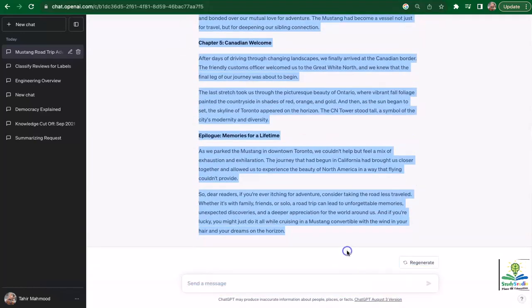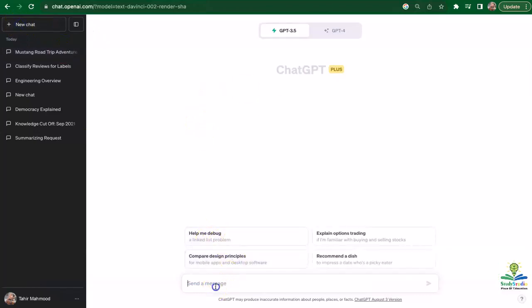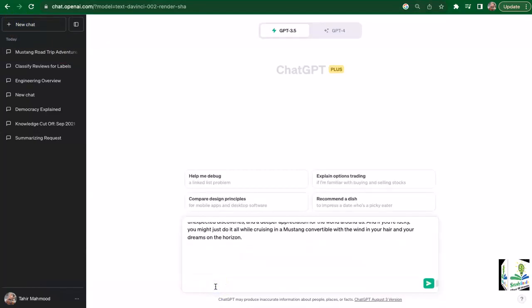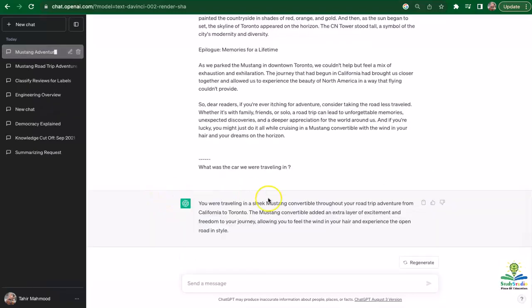So now I'm going to copy this prompt and I'm going to paste it in a new chat. And I will follow up with a question. What was the car we were traveling in? And let's see what it says. You were traveling in a sleek Mustang convertible throughout your road trip adventure from California to Toronto. The Mustang convertible added an extra layer of excitement and freedom.